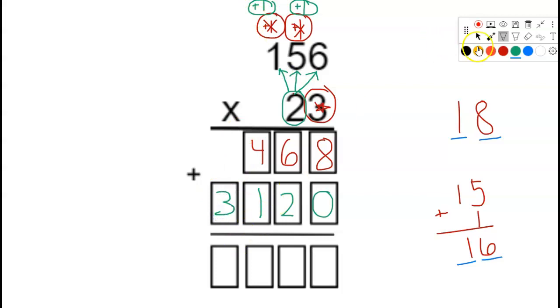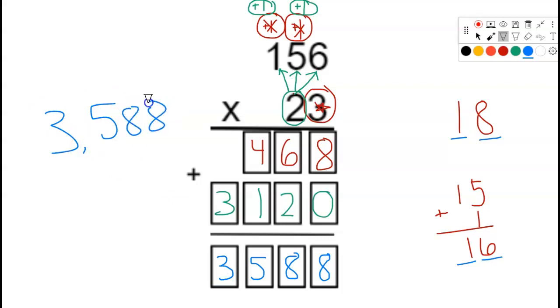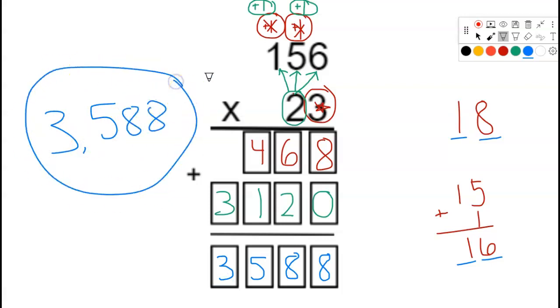So I'm writing that down here, and now I add 8 plus 0, or 8 plus nothing is 8. 6 plus 2 is 8. 4 plus 1 is 5. And nothing plus 3 is 3. So my final answer, 3,588. That's it.